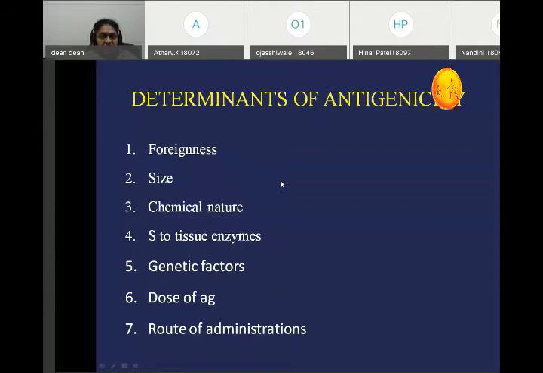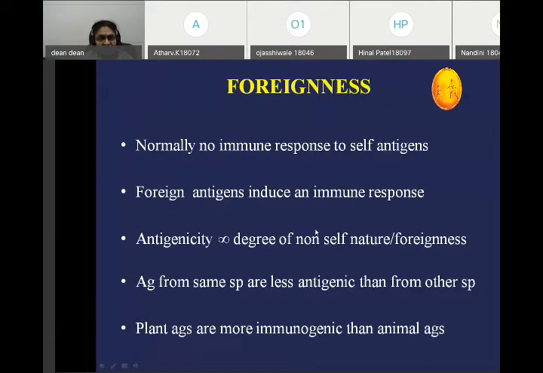What are determinants of antigenicity? There are different factors that will determine antigenicity of a substance. First is foreignness. Normally, there is no immune response produced against self-antigens, and antigenicity is directly proportional to the degree of non-self nature or foreignness. The more foreign the antigen, the more immune response is produced. That's why plant antigens will produce more immune response as compared to animal antigens.